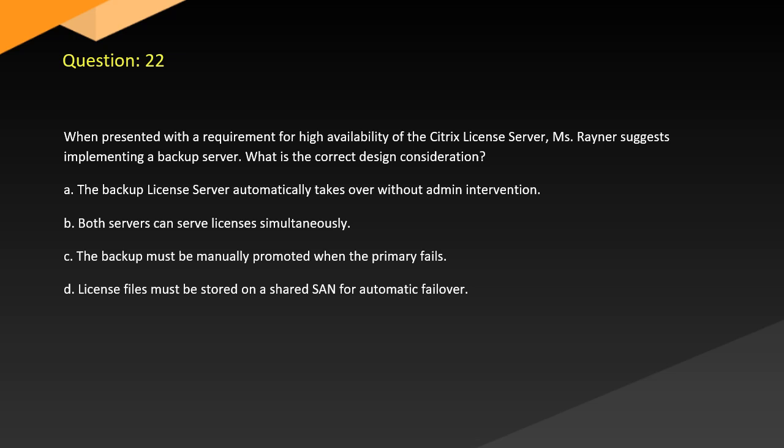Question 22. When presented with a requirement for high availability of the Citrix license server, Rainer suggests implementing a backup server. What is the correct design consideration? A. The backup license server automatically takes over without admin intervention. B. Both servers can serve licenses simultaneously. C. The backup must be manually promoted when the primary fails. D. License files must be stored on a shared SAN for automatic failover.